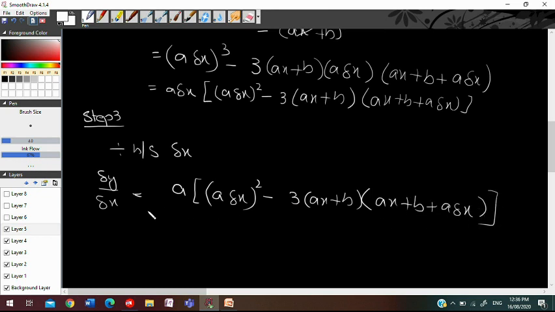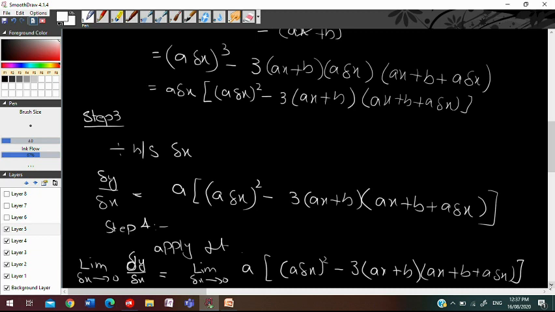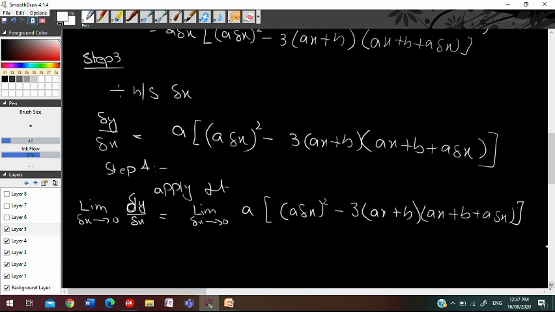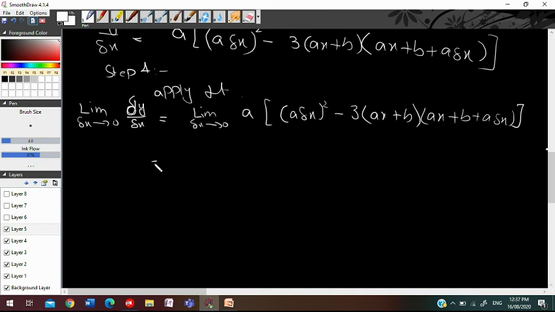And the last step, step 4, when you apply the limit, so limit delta x approaches 0, delta y by delta x is equal to limit delta x approaches 0 of a into (a delta x square minus 3 (ax plus b)(ax plus b plus a delta x)). Now you just apply the limit on your expression. So when you apply the limit, what do you get? The first term becomes 0, minus 3 (ax plus b)(ax plus b plus 0).